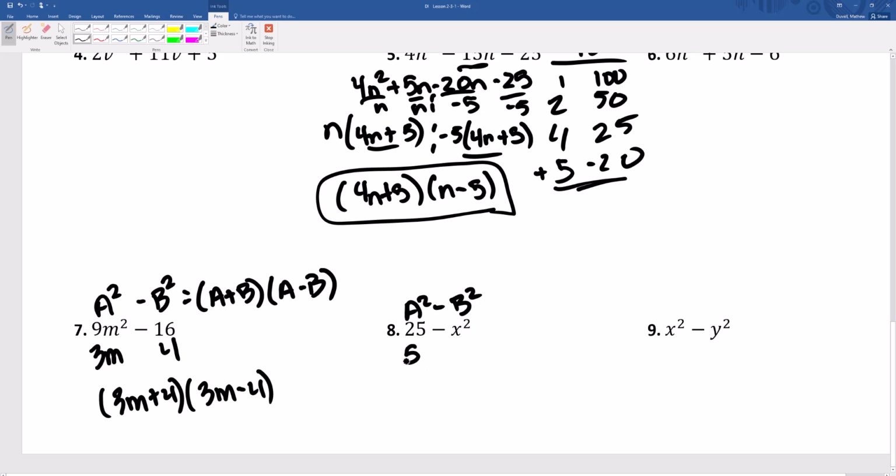So my a is 5, my b is x, so a plus b, a minus b.